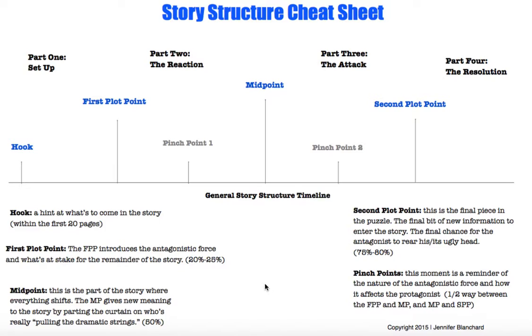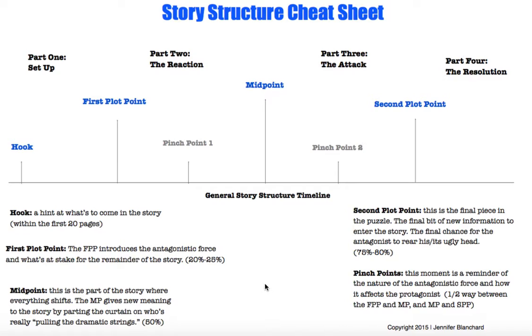So now the midpoint is 50% of the way into the story, and it's going to be that moment that really changes the story's direction. It shifts something. So it obviously shifts from part two to part three, but it's a big moment because a lot of times it reveals a new piece of information, something vital that's going to change the story. So, pull the curtain back a little more for the protagonist to get some information that they can now use to move into part three, which is the attack.